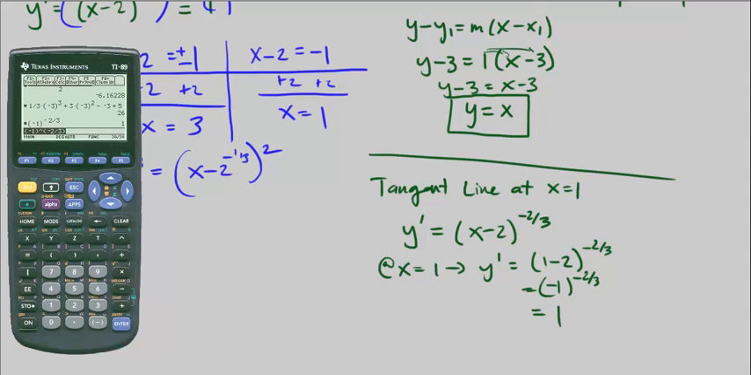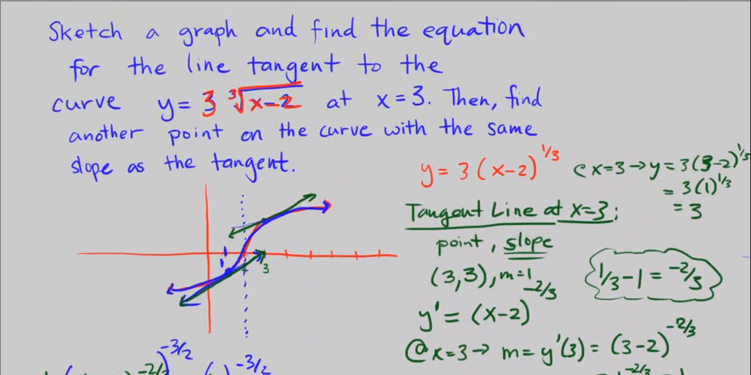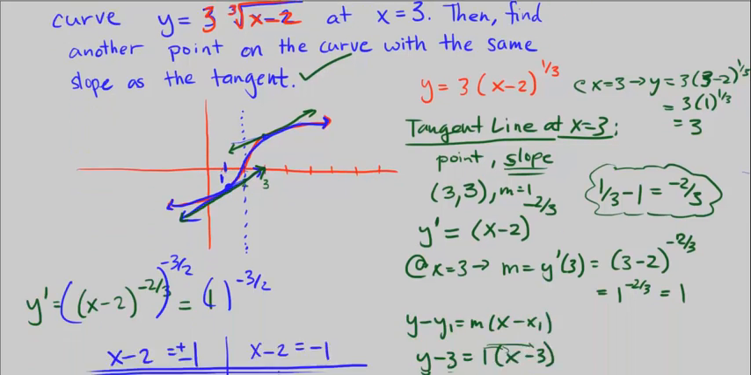that's 1. Okay, so there we verified it, and let's just make sure we answered the question, because the other point is, where is it equivalent? Sketch of the graph, we did that. We found the tangent line. Then find another point on the curve with the same tangent. Okay, so the other point is at 1, comma, well, what's the output?